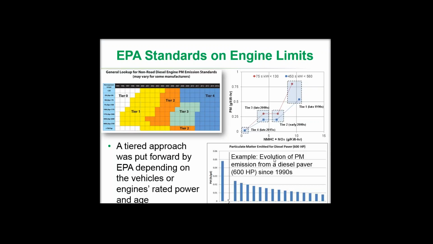If you look at the example here at the bottom, I think you cannot see the x-axis. The x-axis represents the years. The first one here is 1990, this big column, and the last one is 2014. You can see a very significant reduction, almost five-fold, of the PM emission coming from the diesel paver that has 600 horsepower. So this kind of reduction is very significant. So actually in construction, we are doing some good job in sustainability when it comes to the equipment, and this is an example.